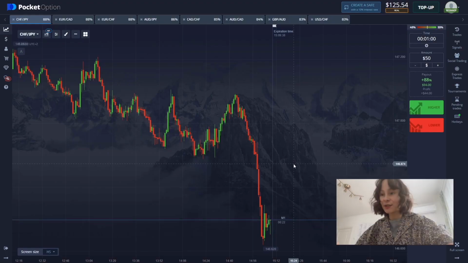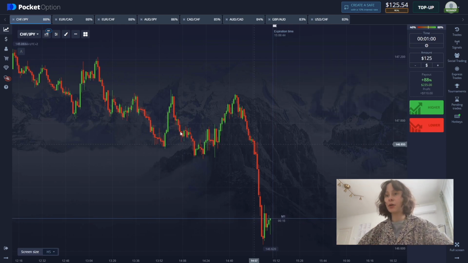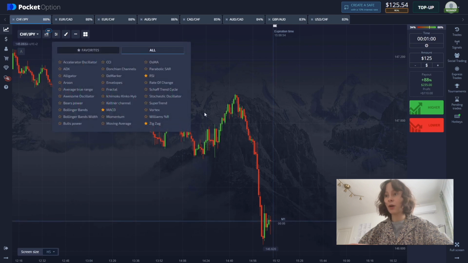Let's get to the trading, guys. We have a little more than $100 on the deposit. The deals we're going to be opening for the maximum deposit, the currency pairs I have already picked for the best percentage, obviously. According to the time frame, we're going to open the deal for 1 minute, and let's add our indicators for today.